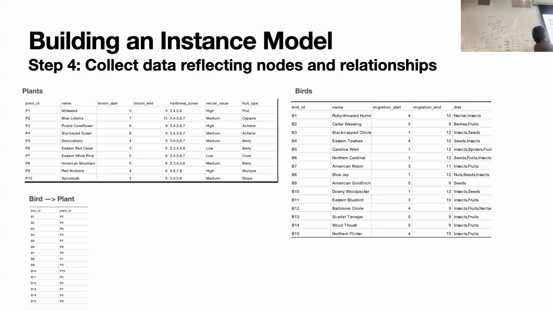Each CSV file is going to have a plant ID, a name, and all the properties that we've decided are useful. And then the relationship CSV files are just going to be a mapping between the bird and the plant, or whatever the node types are of certain labels.